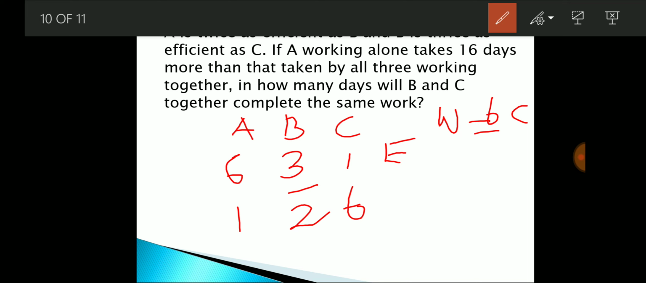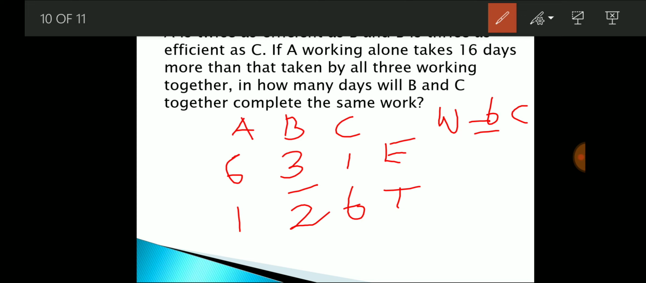If A alone working takes 16 more days than the time taken by all three working together. So A alone takes 16 more days. So what is given here? All three working together, the efficiency is going to be 6 plus 3 plus 1, which is going to be 9. 9 is the efficiency. The time taken for C is going to be 6 parts of the time, B is going to be 2 parts of the time, and A is going to be 1 part of the time.